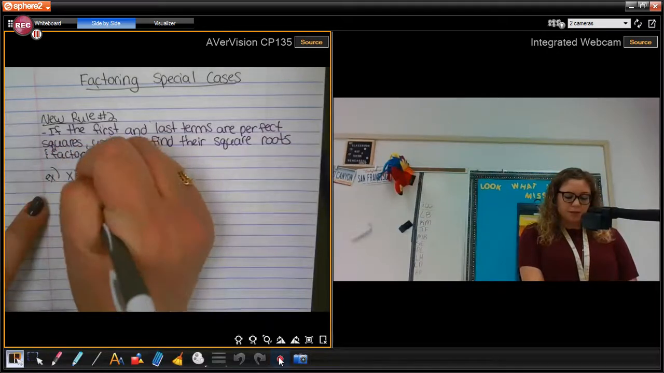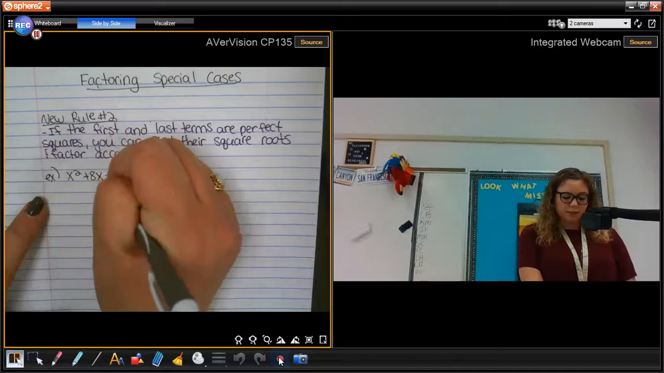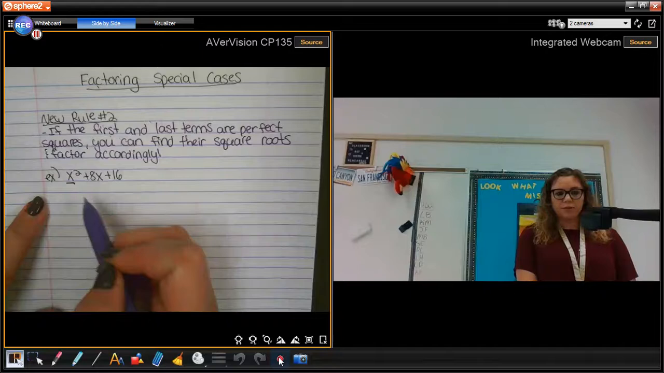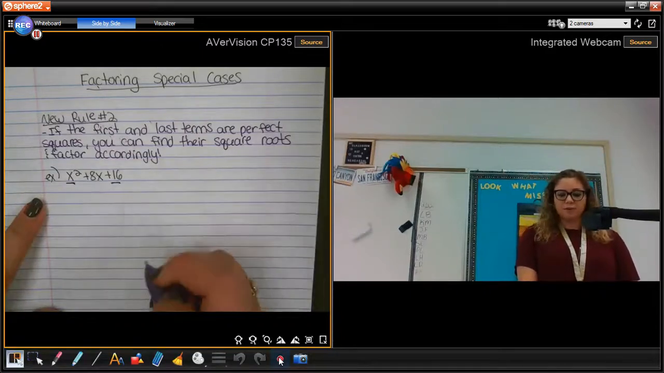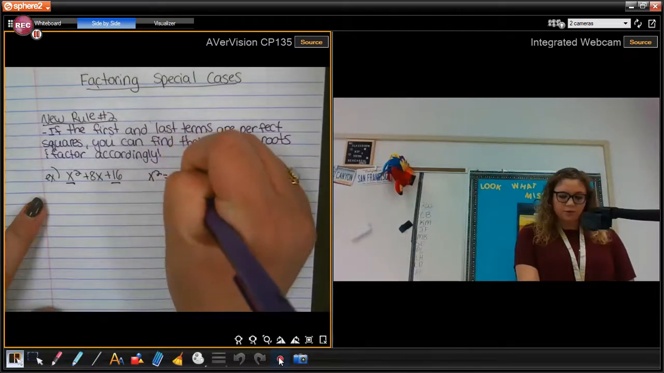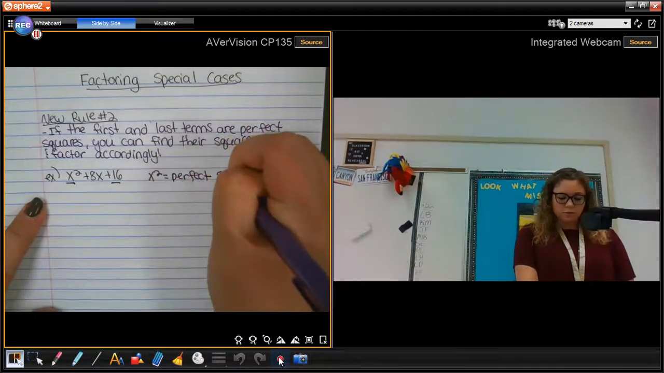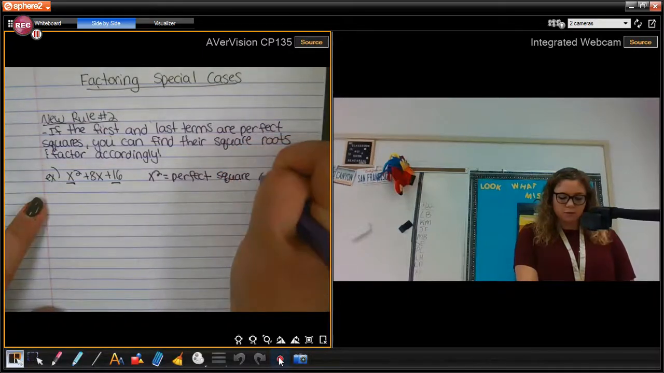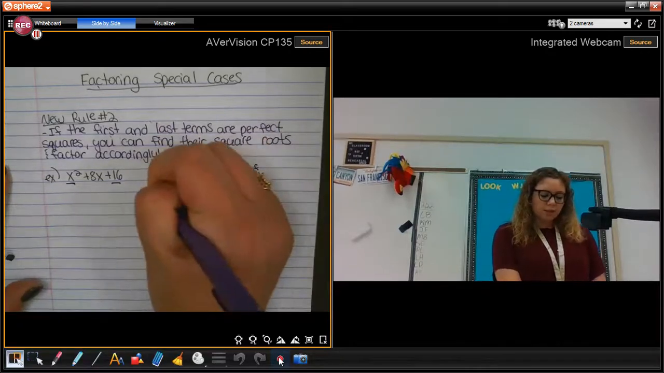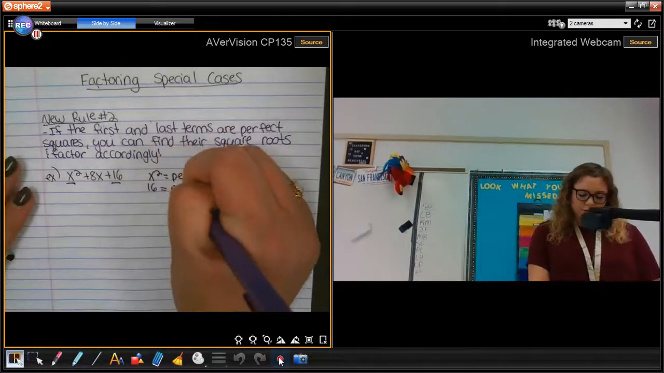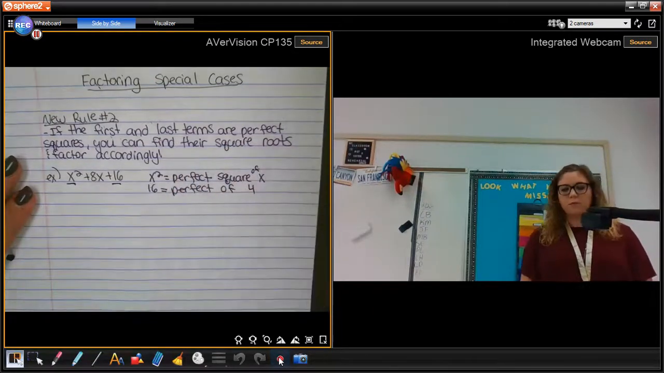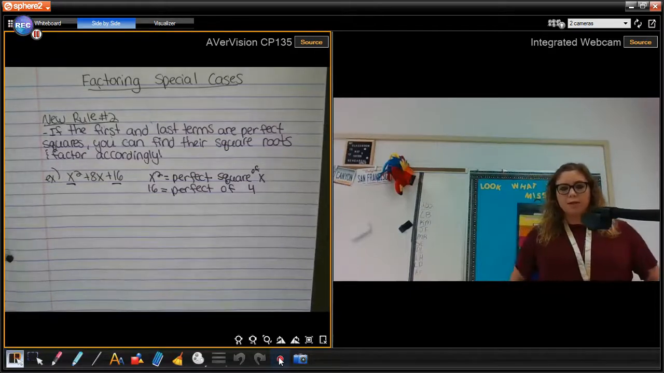X squared plus 8x plus 16, okay? So the first is a perfect square, the last is a perfect square. So x squared equals the perfect square of x, because x times x is x squared. 16 equals the perfect square of 4, okay? So I can rewrite it.